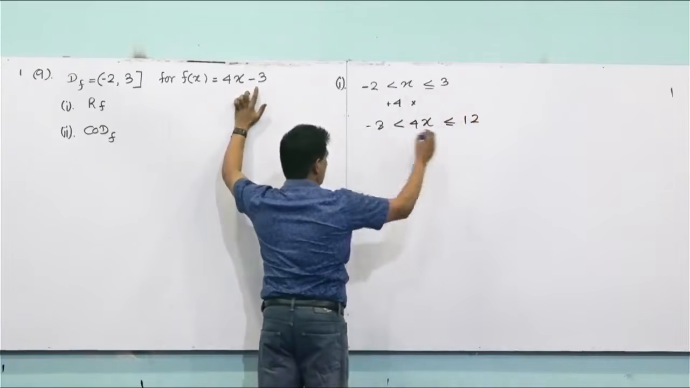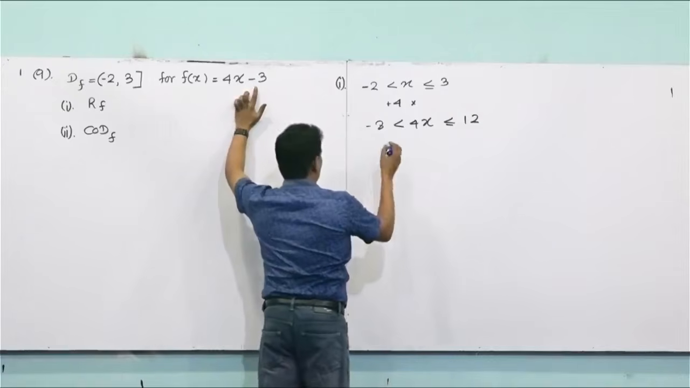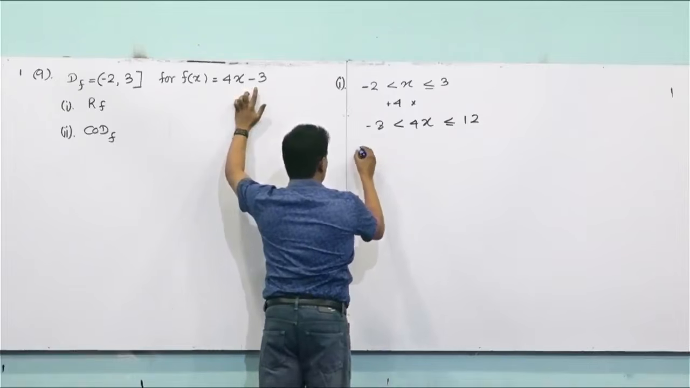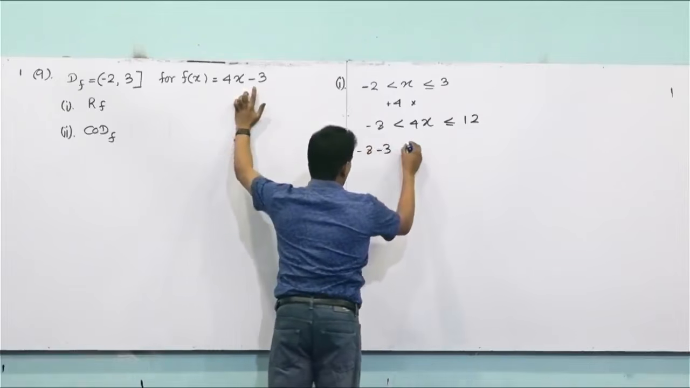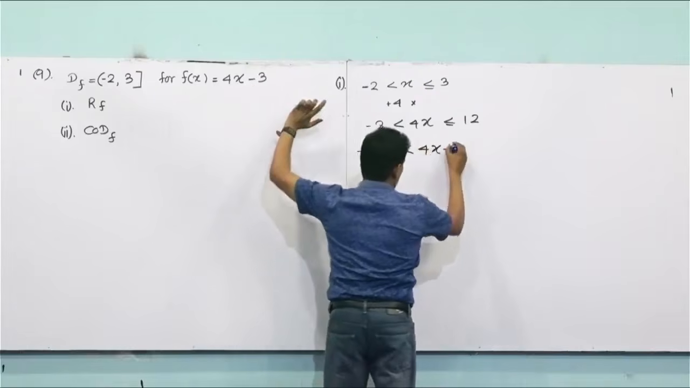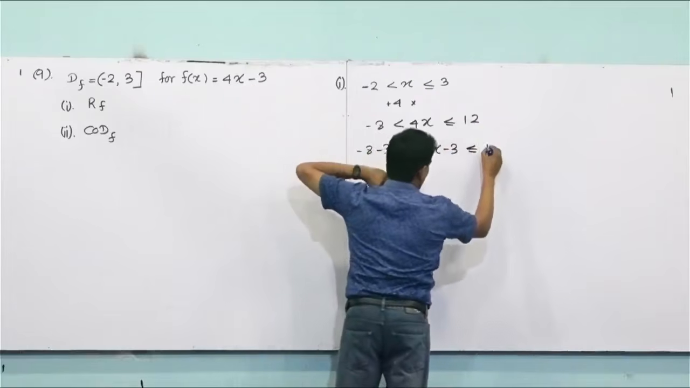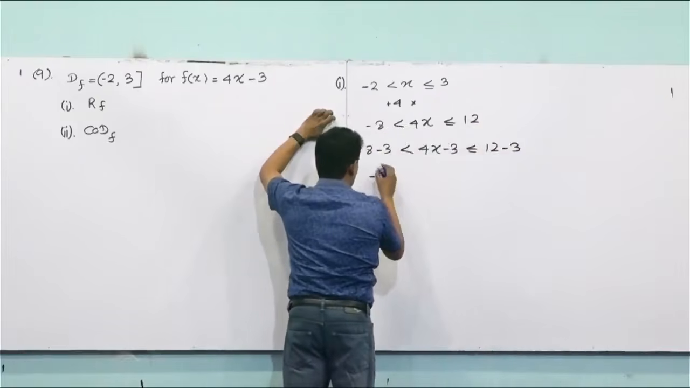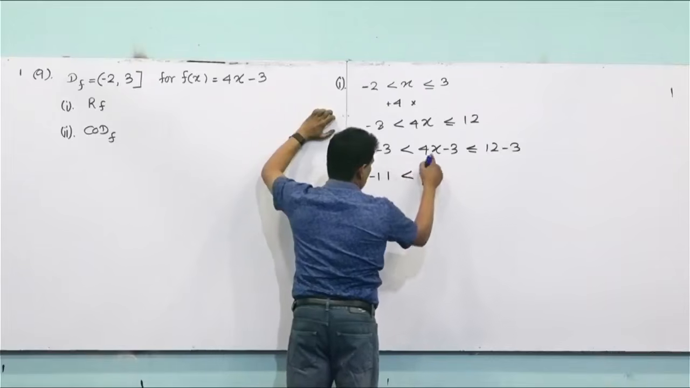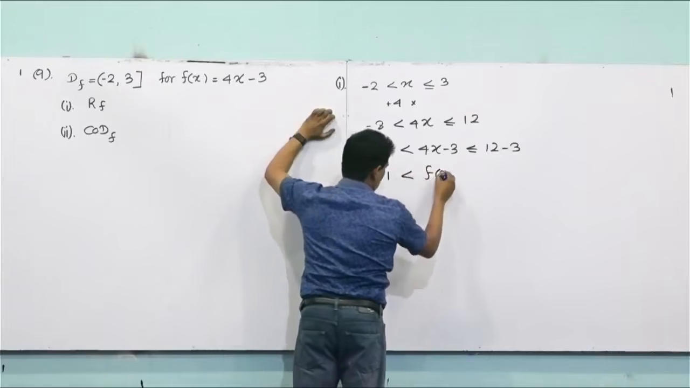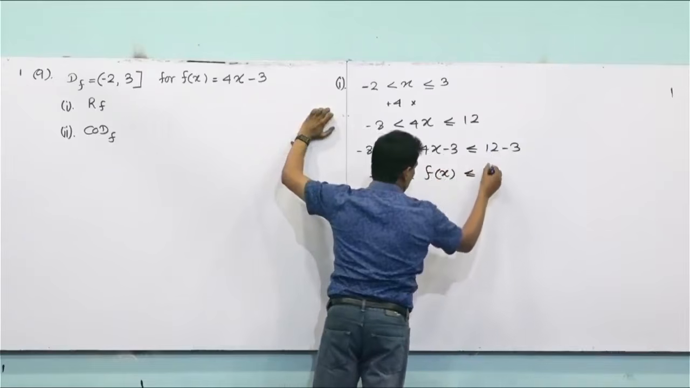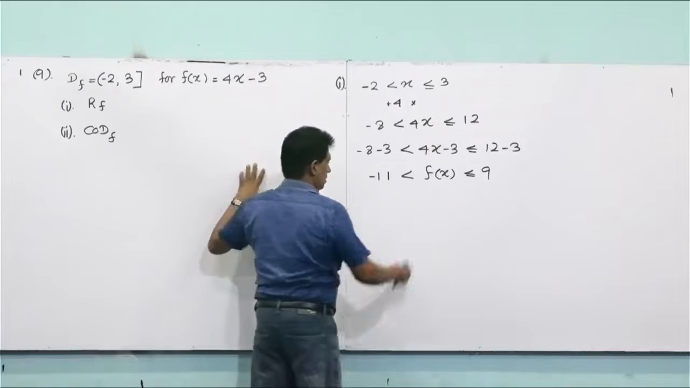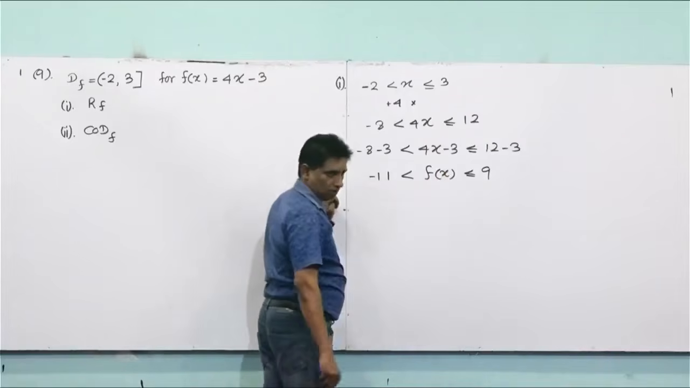Now we have to subtract 3. Then we have to subtract 3 from all sides. Minus 8, we subtract 3; 4x, we subtract 3; here 12, we subtract 3. Simplifying these, minus 11. 4x minus 3 means f(x). 12 minus 3 means 9. This is the inequality for images.